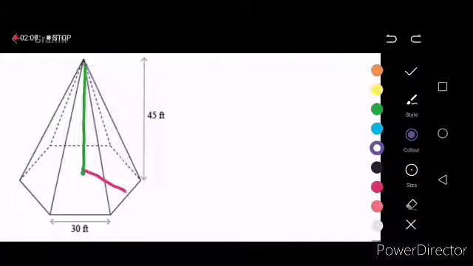Hindi ko mapantay. Yan. Yan ngayon yung ating slant height. Sandali, bakit naman drawing ko yan? Anong mapapala natin dyan? Anong makukuha natin dyan sa drawing ko na yan?